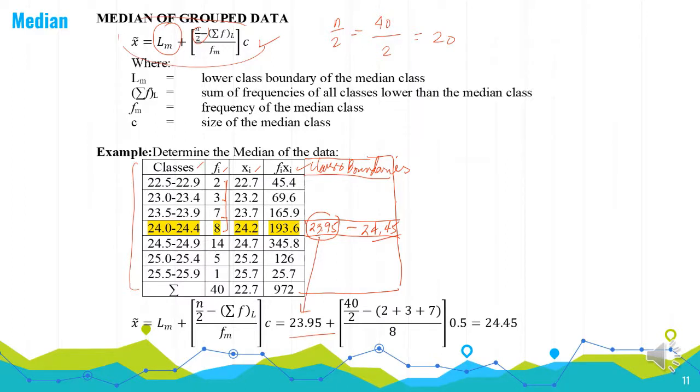Then here it is n over 2, so 40 over 2 minus the summation of frequencies lower than the median class. That means you add the lower classes. They are lower because this one is higher. I mean the numbering, not the positioning. So, 2 plus 3 plus 7. Then divide by the frequency highlighted in yellow, opposite the median class.